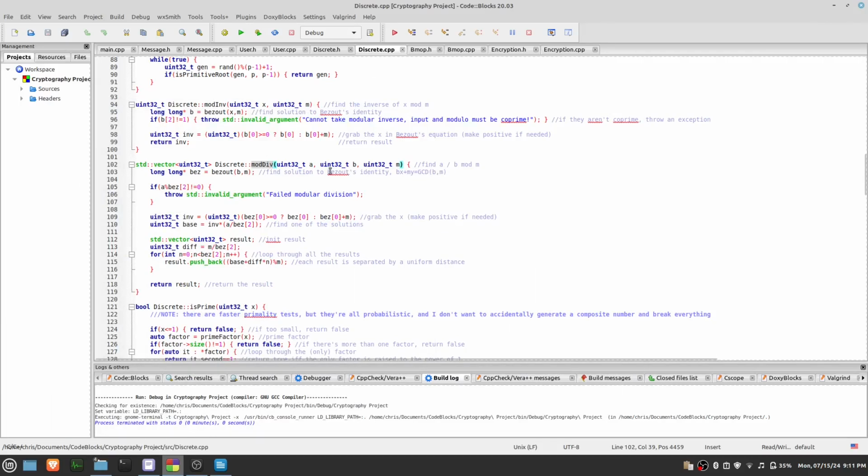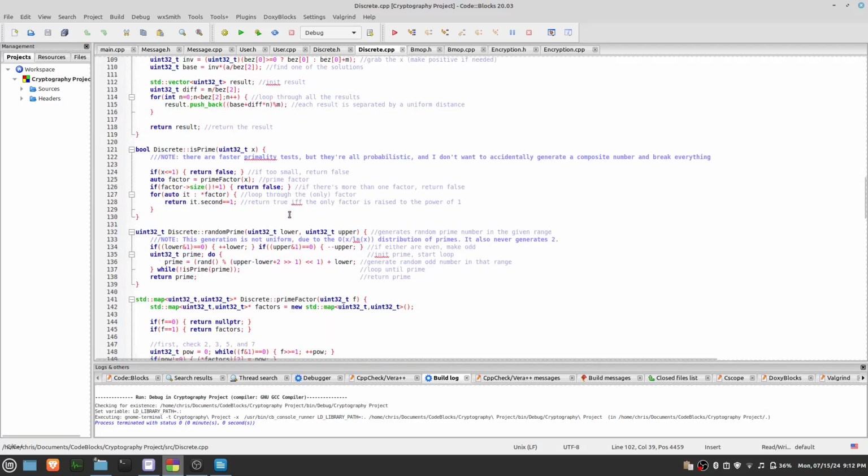Had I implemented the Pollard's rho algorithm, this would have been important because it would have returned all of the solutions to A over B. Because if A and B aren't co-prime, then there could be zero solutions or there could be multiple solutions, and so this returns all of them.